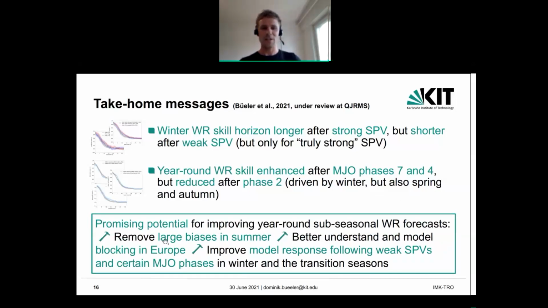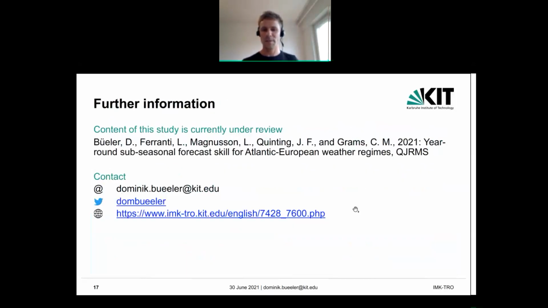And this can be achieved, first of all, by removing the large biases in summer, by better understanding and modeling the blocking in Europe, particularly these different subtypes that might have different dynamical drivers, and finally to improve model responses following particularly weak polar vortex states and specific MJO phases in winter and the transition seasons.